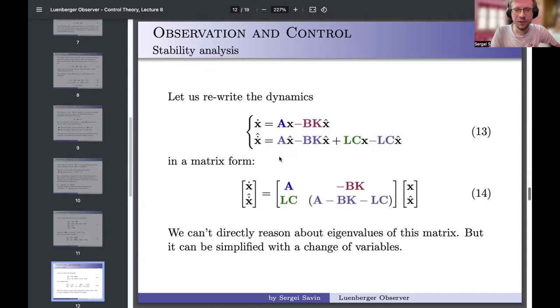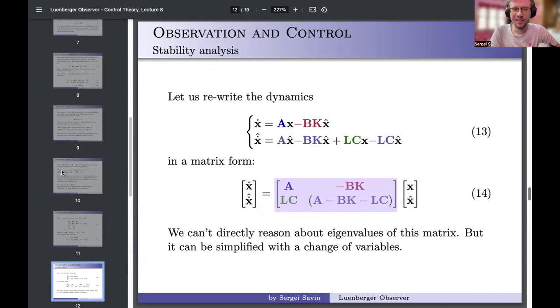Now let us look at what we got. This matrix here has to be Hurwitz for the system to be stable. That is the method we know. We want this matrix to be Hurwitz. If it is Hurwitz, the whole thing will be stable. But do we know that it is Hurwitz? We don't. It's unclear. So we want to somehow be able to talk about eigenvalues of this matrix. And so far we cannot.